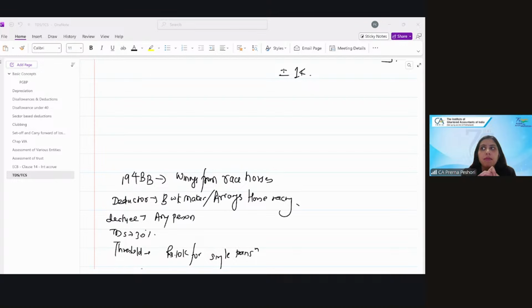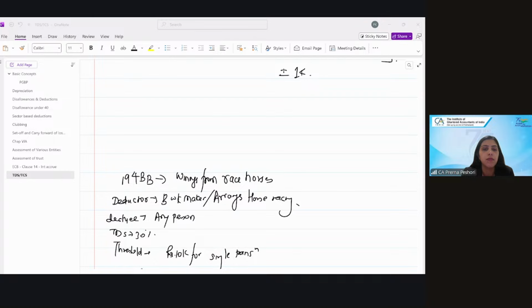TDS is not applicable if interest is paid by a cooperative bank or cooperative society other than a bank to its members or to other cooperative societies. Interest paid on savings deposits with a cooperative society other than banks is also exempt. Therefore, if interest is paid on time deposits or deposits with a cooperative bank, the TDS will be applicable.